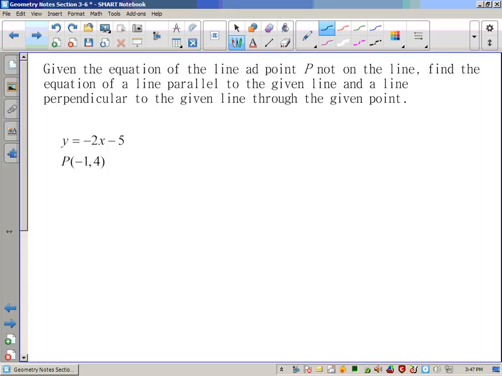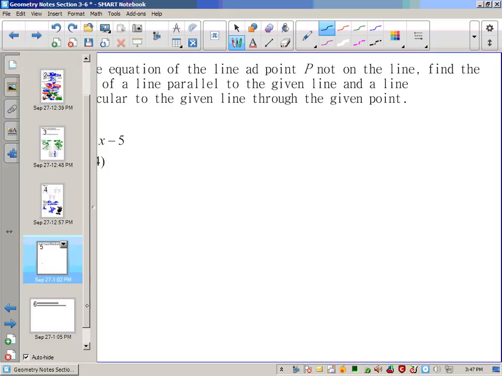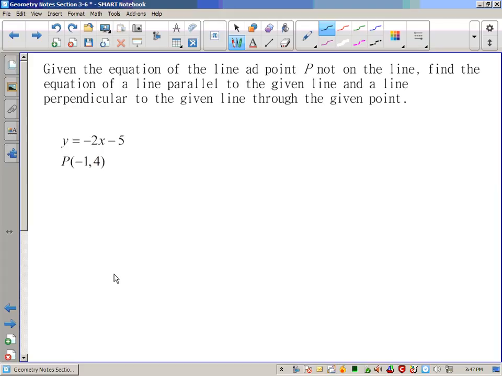All right. I think this is actually the last page. Yep. This is the last page. So here's one where the instructions look really wordy and really complicated. There's a typo here, anyway. It's supposed to say "and." Fix that. It says, given the equation of the line and point P not on the line, find the equation of a line parallel to the given line and a line perpendicular to the given line through the given point.